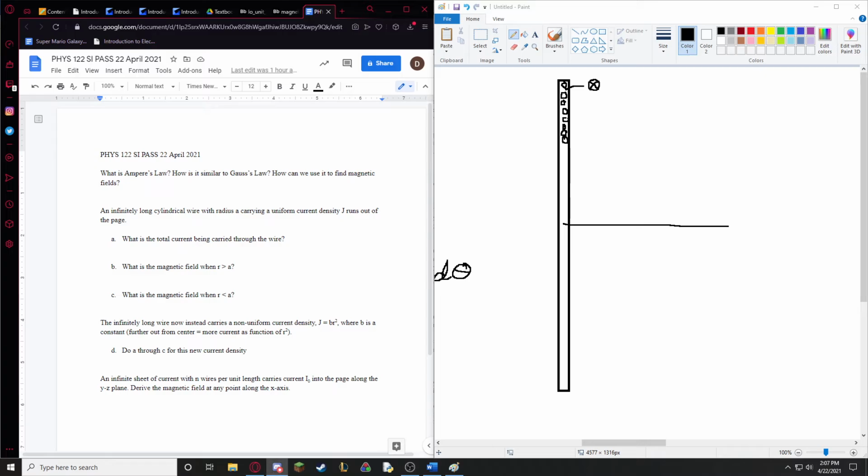All right, so how do we find our magnetic field based on this infinite sheet of current? First off, let's start with Ampere's law. We have our dot product B dot dl is equal to mu naught I enclosed, right? What do we do from here?